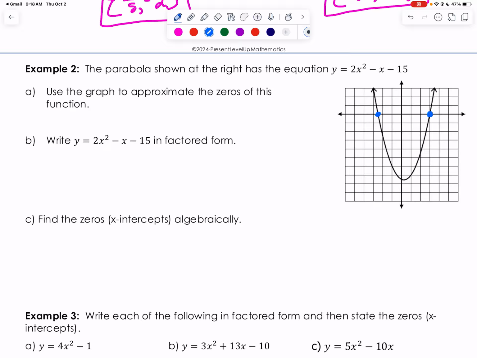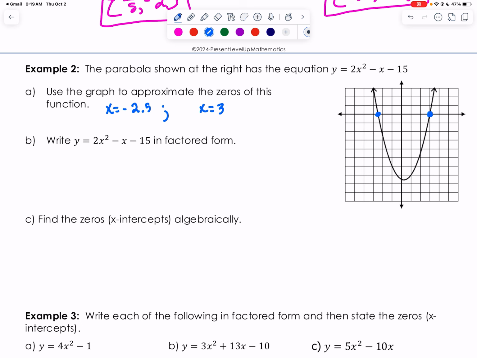Now, this negative 0, it's a little hard to approximate because it's in between two integers. So we have -1, -2. It's in between -2 and -3. So I'm going to approximate it as -2.5. And then our second one, 1, 2, 3, x equals 3. That's what the zeros look like according to the graph that was given, all right?